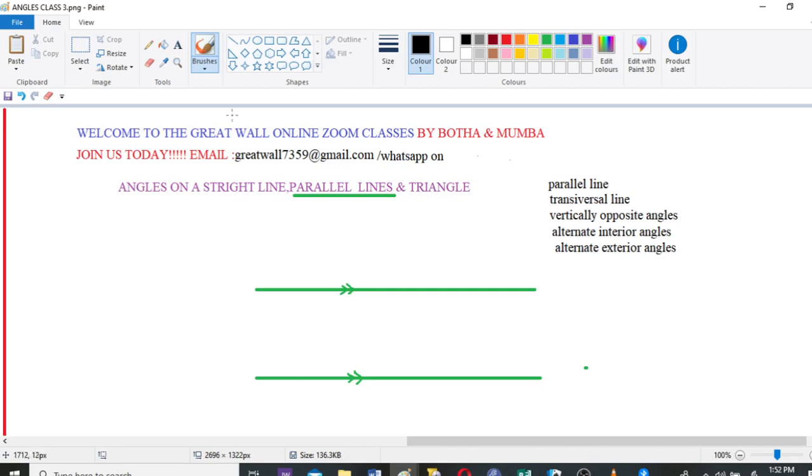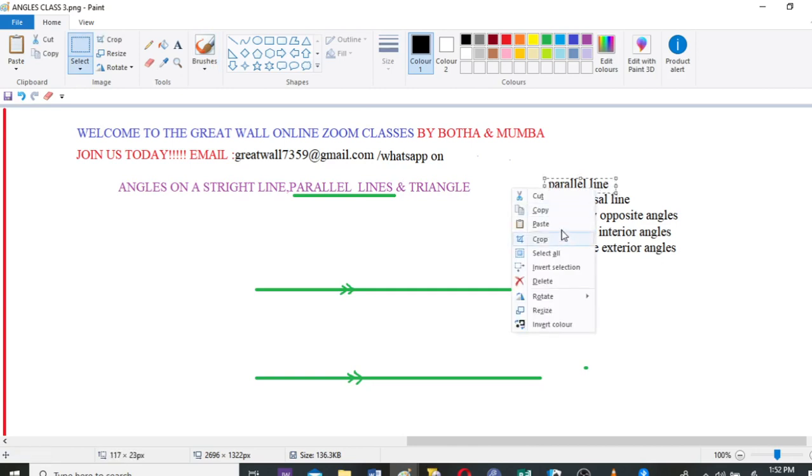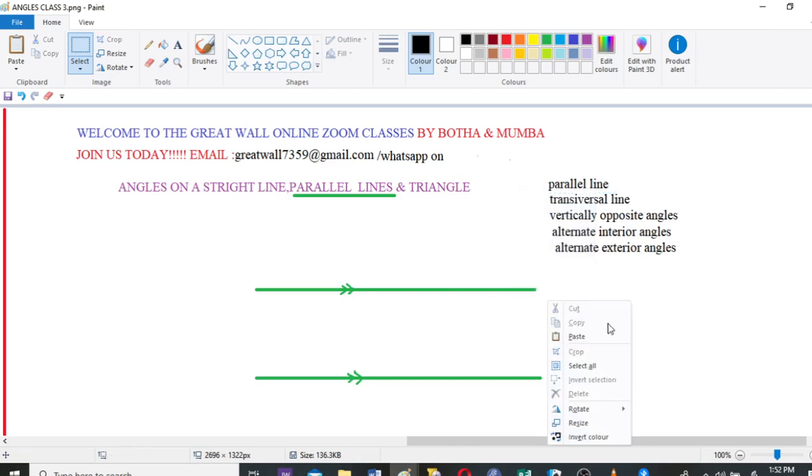So let's say these two lines are parallel. Let me just do this so that you are able to see. So we have this line here and this other one. They are parallel lines to each other. So we have two parallel lines. These two lines cannot meet no matter what.